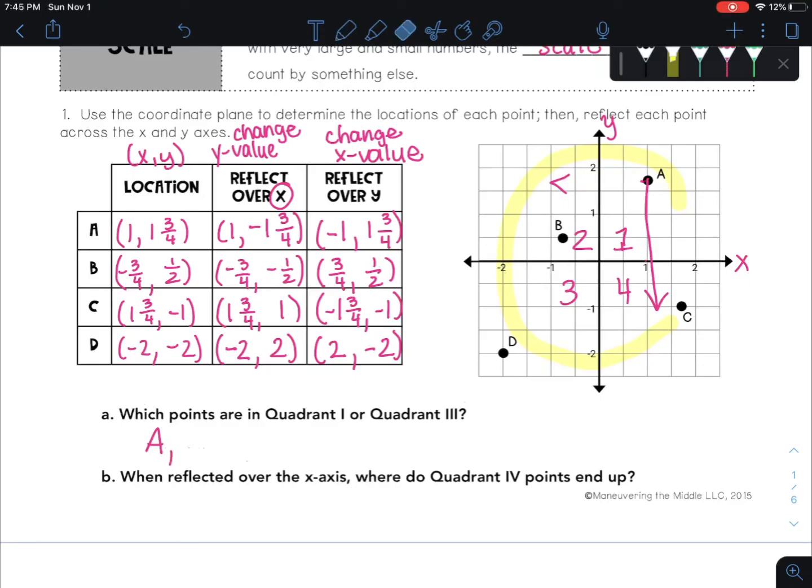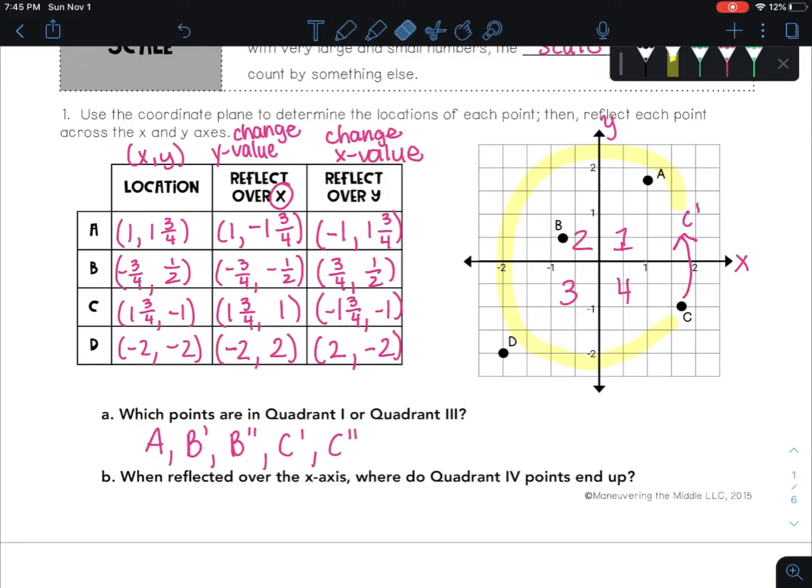Okay? Now if we look at point B, it's in quadrant 2. If we reflect it over the Y, it goes into quadrant 1. So we'll put B prime, meaning we flipped it over. If we were to reflect it over the x-axis, it ends up in quadrant 3. So we can call that B double prime, meaning that we flipped it over. Okay, let's try point C. If we reflect C up over the x-axis, it goes into quadrant 1, so C prime. If we reflect it over the y-axis, it ends up in quadrant 3, so C double prime.